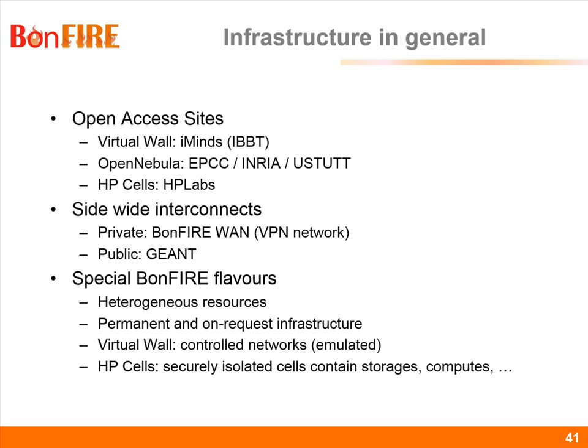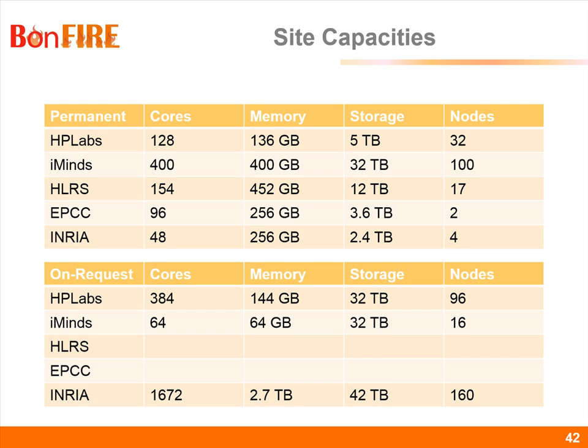BonFIRE is very heterogeneous. The sites have different resources between them. The sites have different resources in them. There is permanent and on-request infrastructure. The virtual wall is a very special site, and Cells is not quite the same as OpenNebula. It provides security, it provides user-defined networks at the back, it has its storages and computes, but it doesn't necessarily have the same kind of observability and control that we have on OpenNebula.